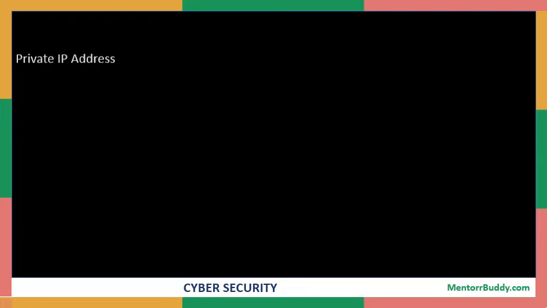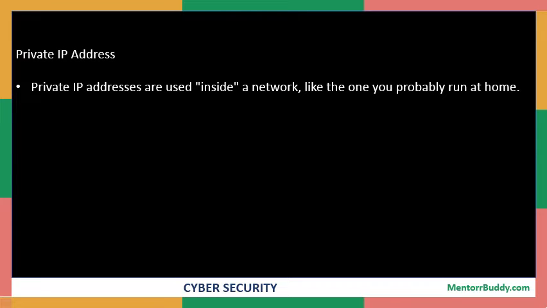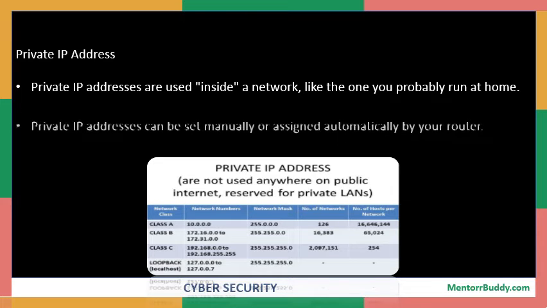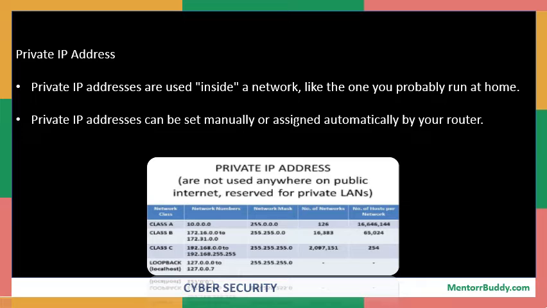Number first, we have private IP address. Private IP addresses are used inside a network like the one which you are using at your home. These IP addresses are not used anywhere on the public internet. They are reserved for private LAN connections which we use generally at our home or in our school buildings. These IP addresses can be set manually or assigned automatically by your router to the ISP to which it is connected.